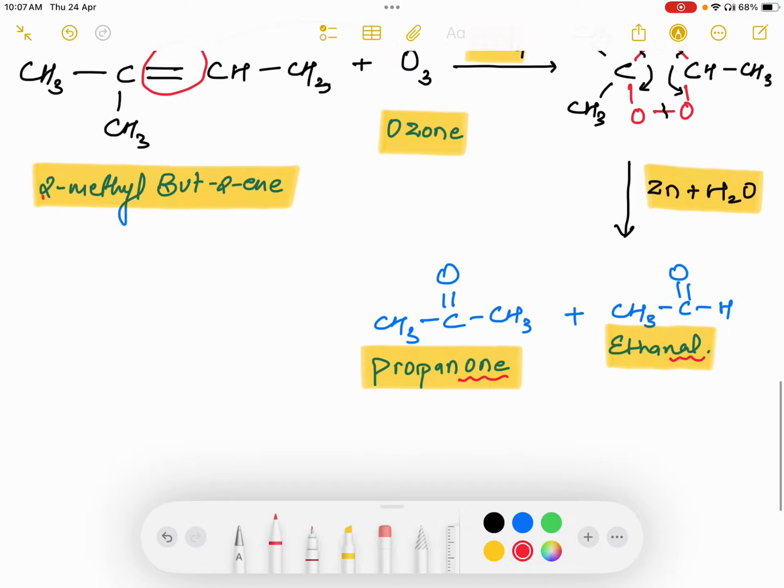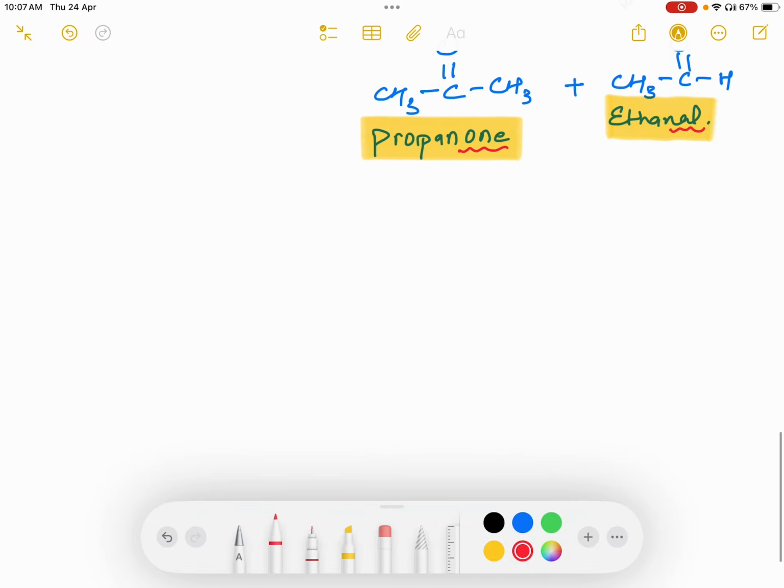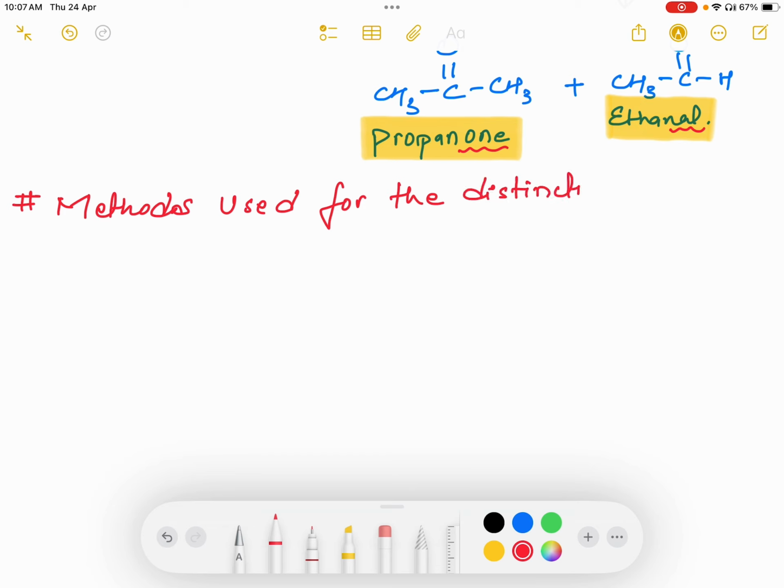Next, we have the methods used for the distinction between aldehyde and ketone.